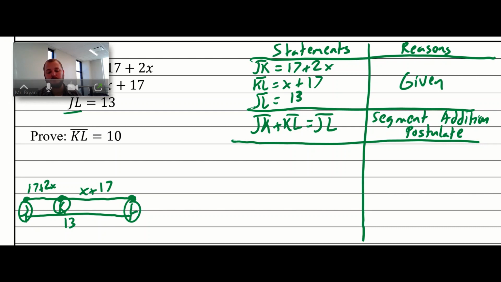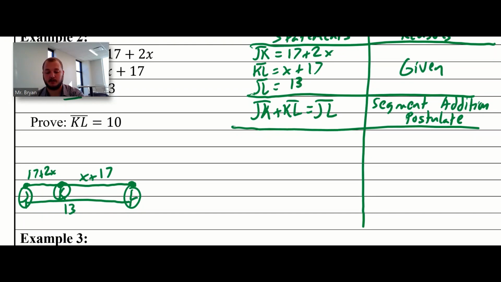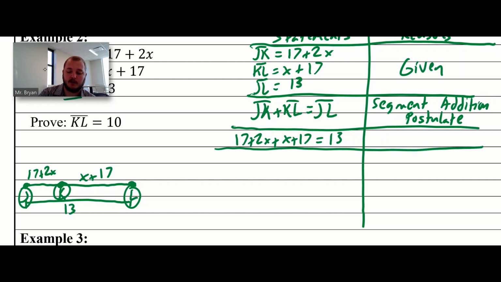Okay, segment addition postulate is what we're kind of relying on for this one. Now that I have to set up, and now that I have an equal sign, I don't need to worry about changing it from a congruent symbol. I can just plug these in. So I know JK equals 17 plus 2x, KL equals x plus 17, and then I know JL is 13. So I can plug all these in here.